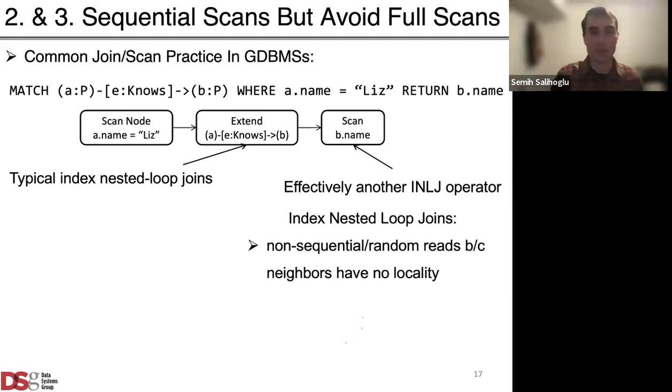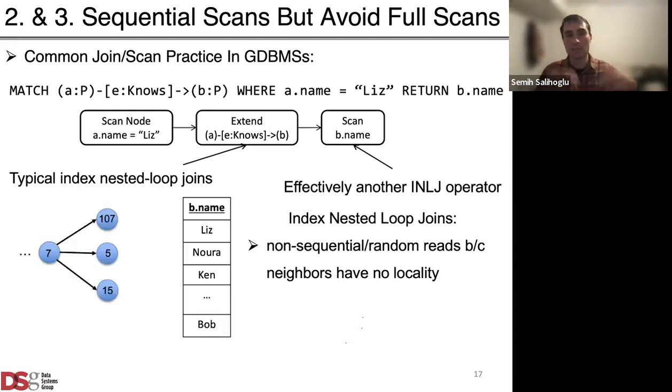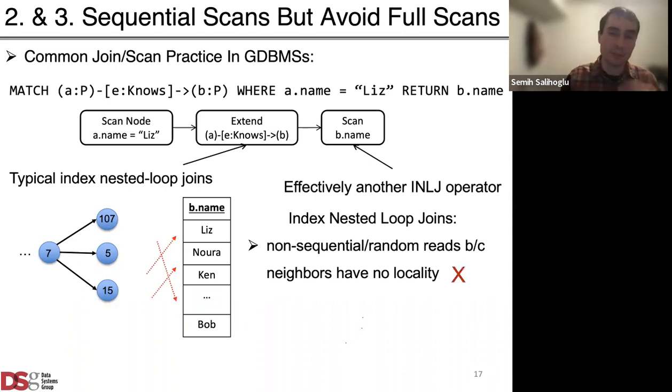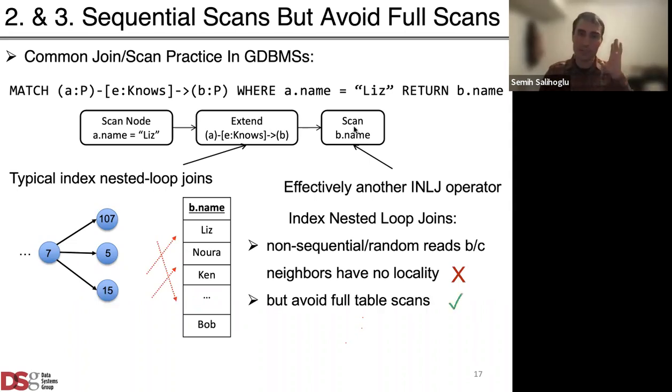And this can lead to non-sequential reads simply because, suppose there was a single Liz and its ID was 7, it got extended to maybe 3 neighbors, 107, 5, and 15. So think of these as the system level node IDs, right? Now, when you scan the B.name, you need to read essentially all over. So there is no sequential guarantee in the IDs of the neighbors, right? So this is essentially not giving you one of our design goals, which was to always do sequential reads.